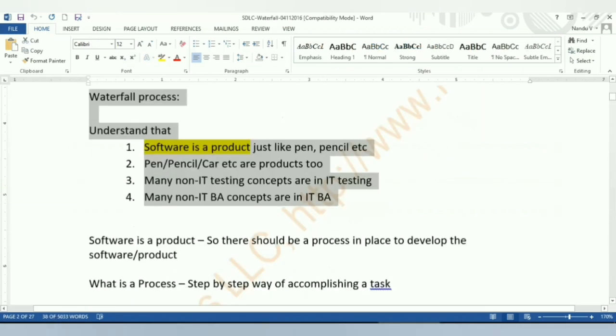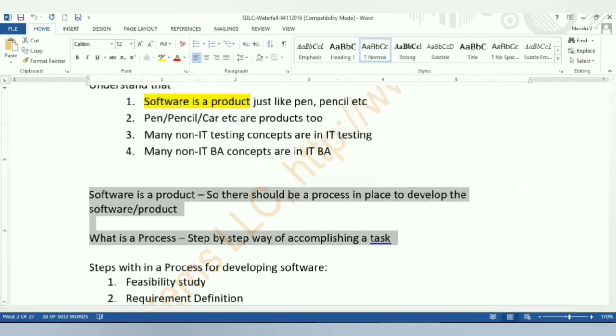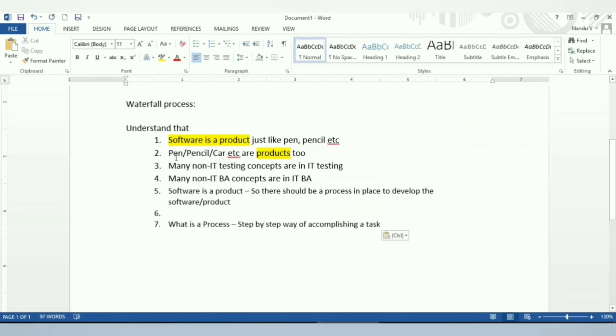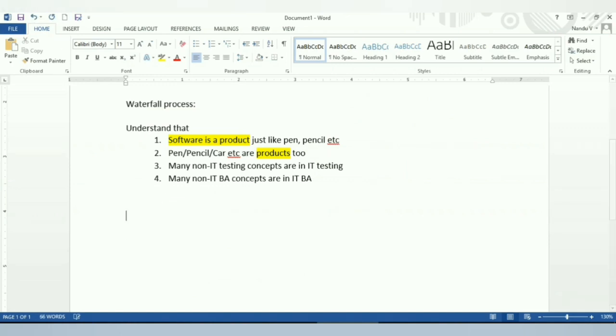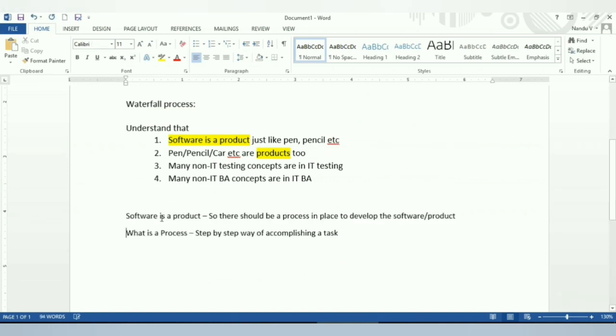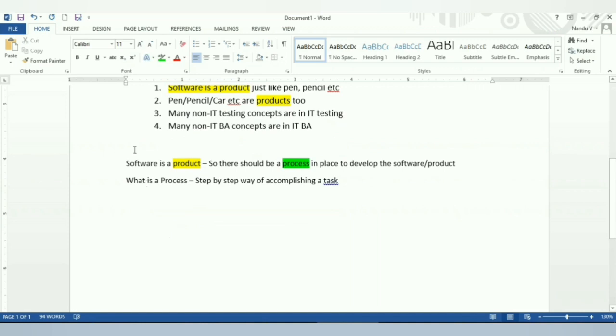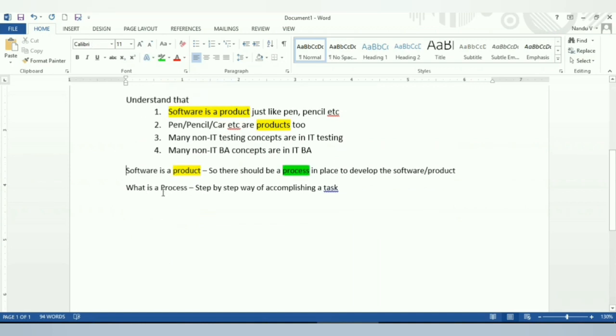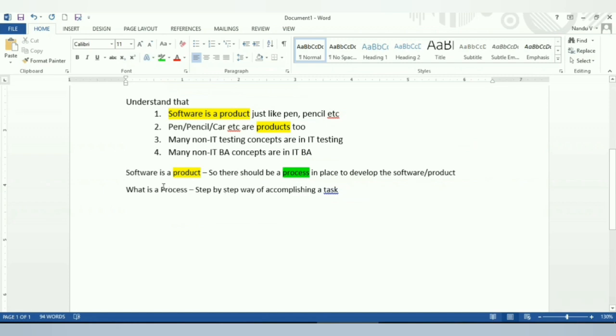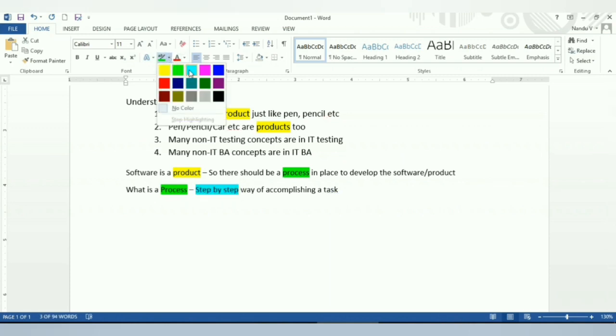The next point to note is that you can safely argue that if software is a product, then there should be a process. Next question is, what is a process? A process is nothing but a step-by-step way of completing a task, an organized and planned way of completing a task.